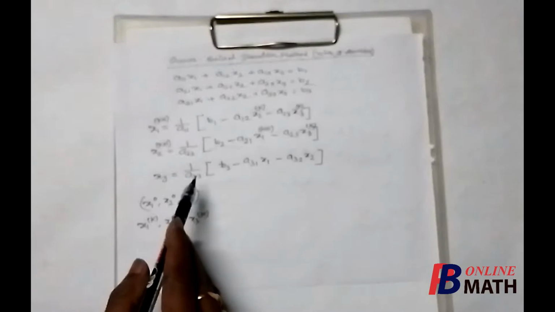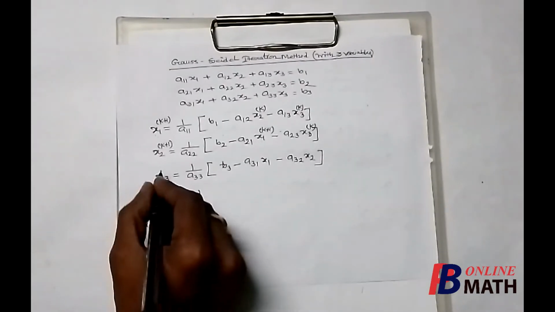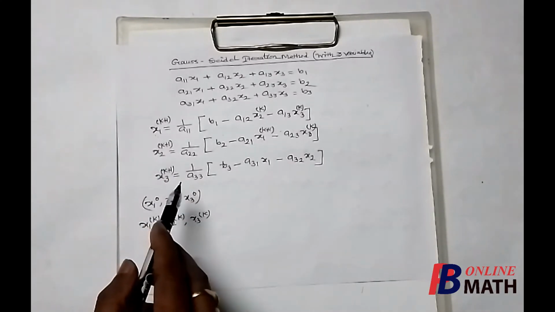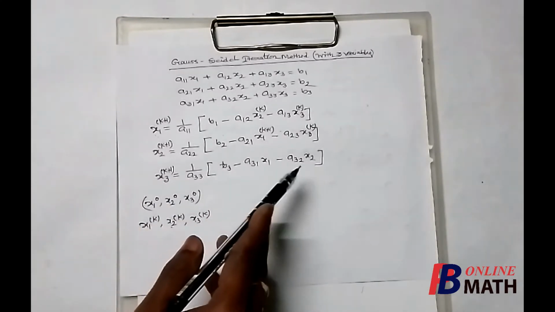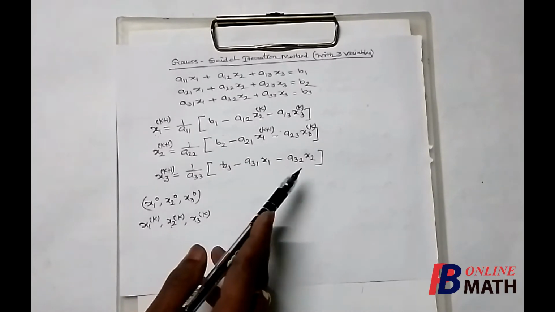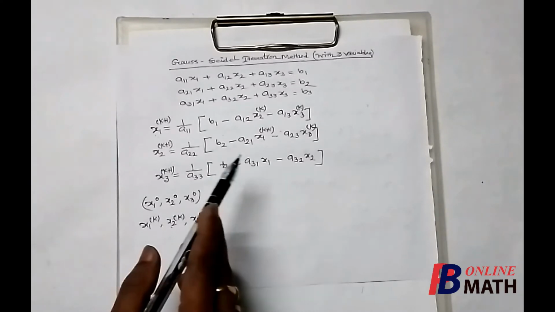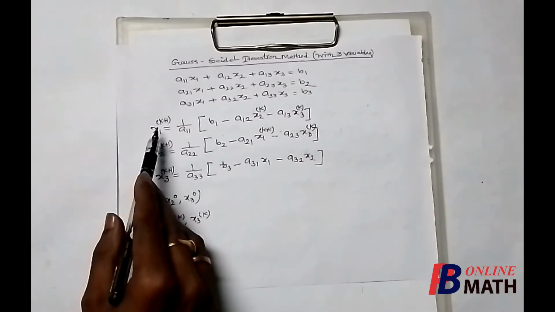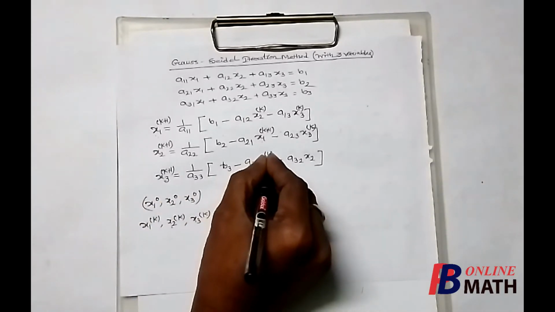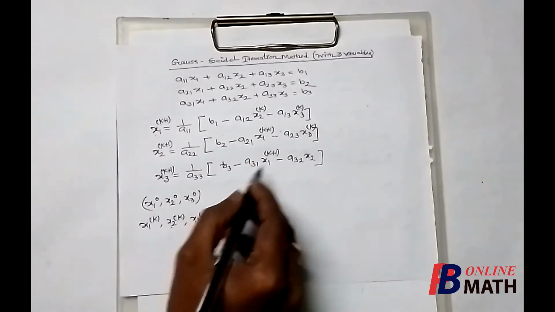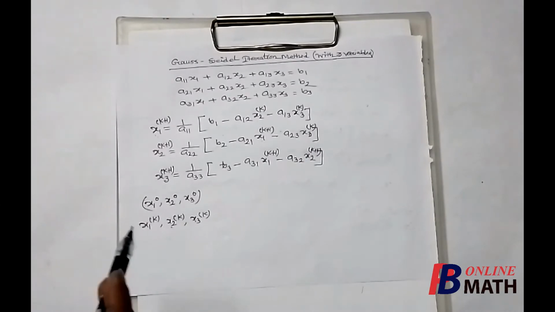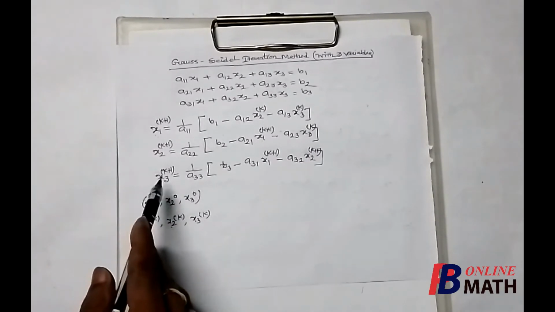Now from the third equation, we need to find the k plus 1th approximation of x3. For that, we need the values of x1 and x2. Now here also we can easily use the kth approximations of x1 and x2, but we have already obtained the k plus 1th approximations of x1 and x2. So instead of using the kth approximation, we are using the k plus 1th approximation. This will give the better result. Now we have the k plus 1th approximation of x3.